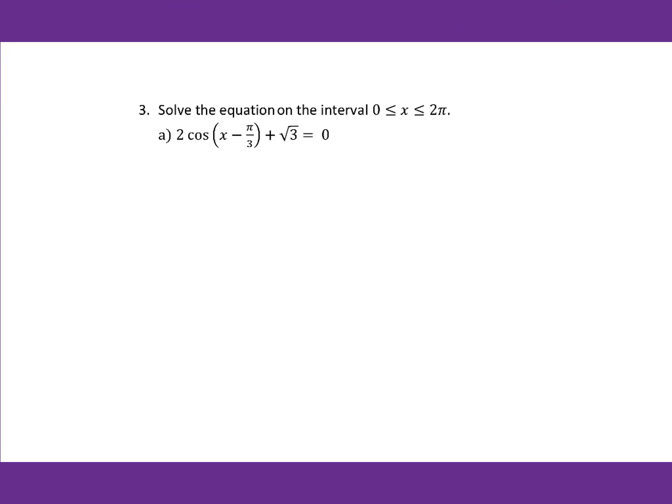Today's lesson is to solve trig equations. For 3, solve the trig equations on the interval from 0 to 2 pi. For A, we know this is a linear pattern. Therefore, you have to isolate the variable on one side.